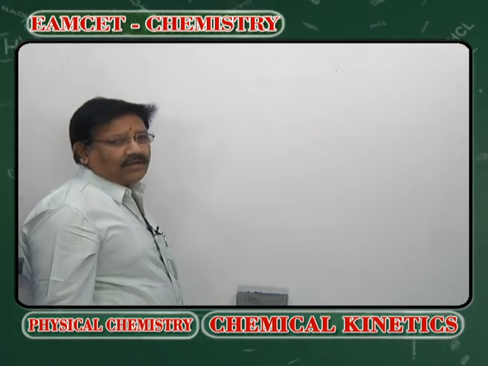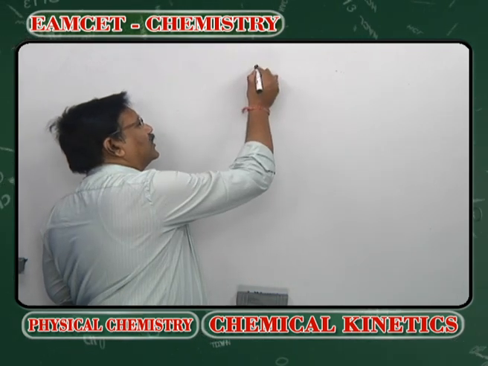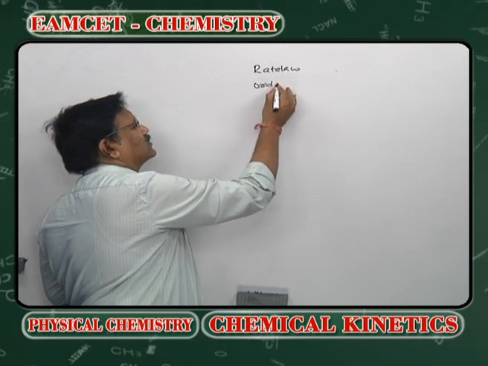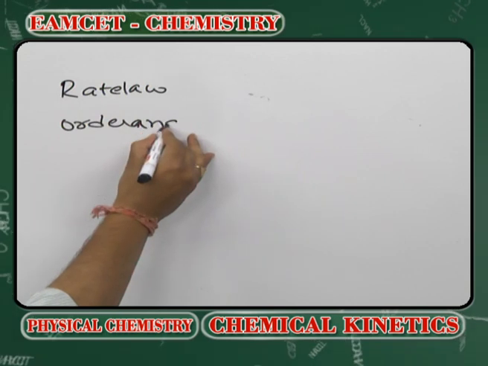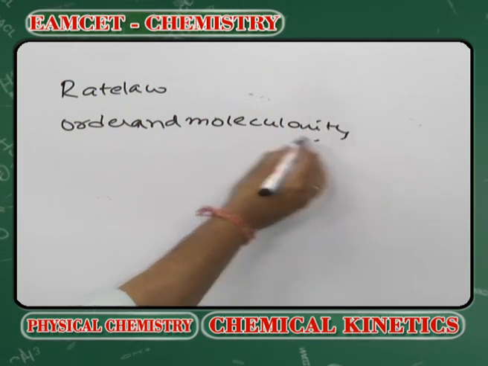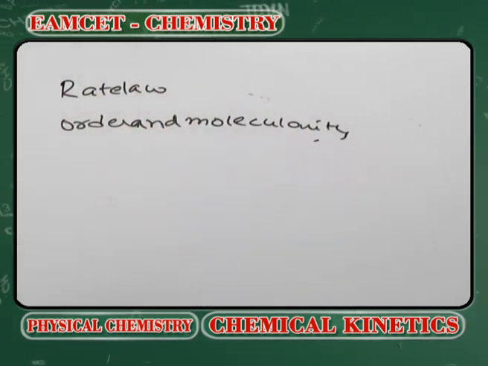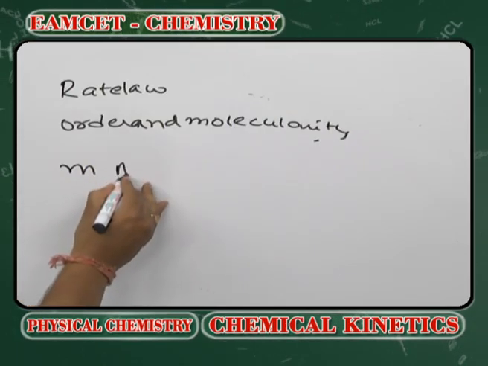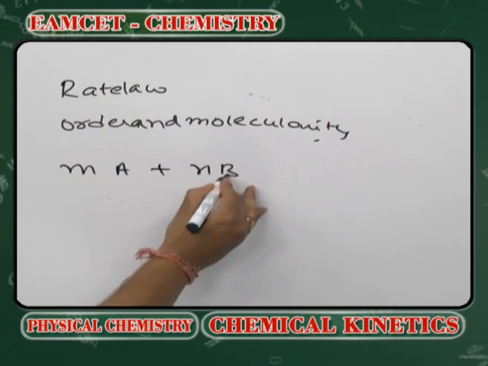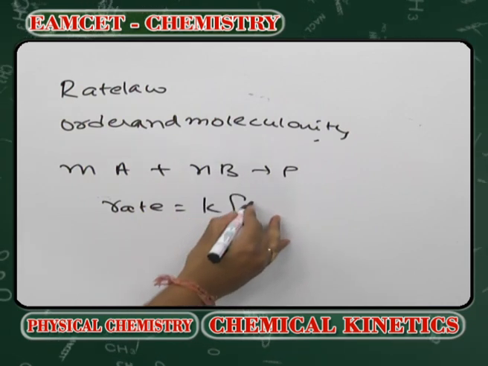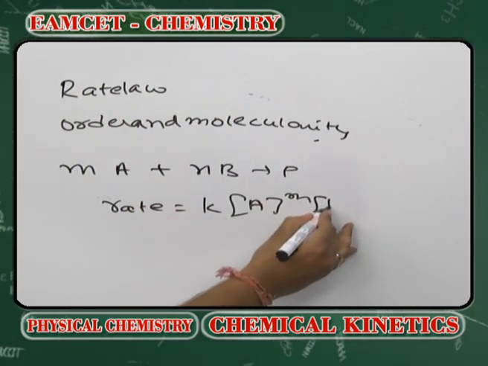Now coming to rate law, order and molecularity. These are the two important subheadings we have to concentrate on. What is rate law? Rate law means, for a general reaction mA plus nB gives rise to products, the rate law can be written as rate is equal to K into A to the power of m and B to the power of n.